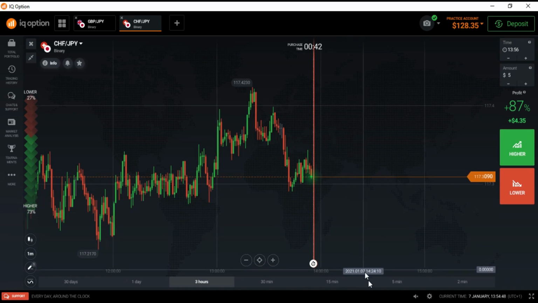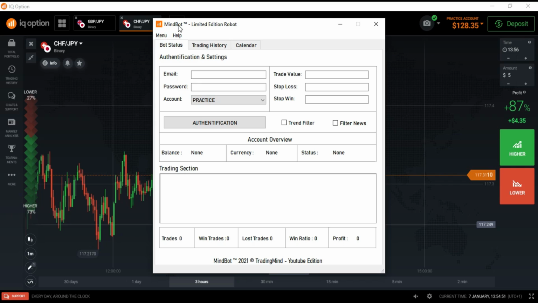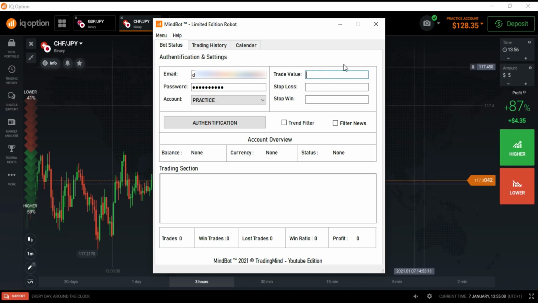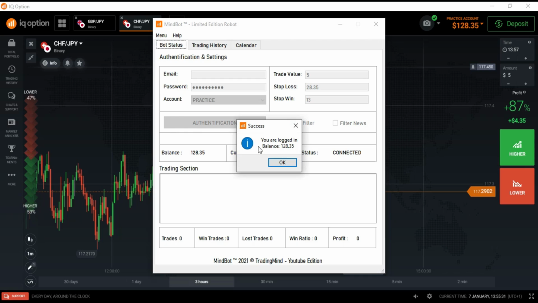So I will show you the interface of the robot, as you guys see. So we will log in. We're gonna trade. Okay, we set up our login and the password. So for the trading value, the trade value is the amount, like always. We're going for 5. The stop loss, I will use 28.35. And the stop win, I'm gonna go for 13. So once we set up everything in our money management, our login, etc., we're gonna go for authentication. Success. We are logged in and the balance is the same as our practice account.